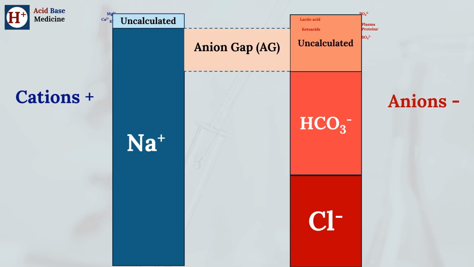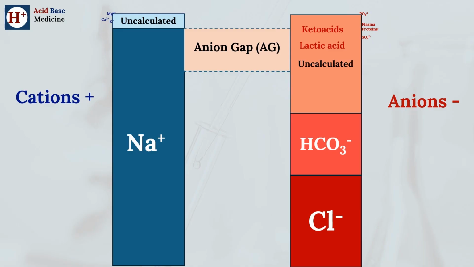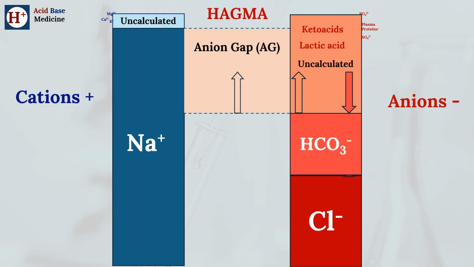As extra acids in the blood, such as lactic acid or ketoacids, increase, bicarbonate decreases as it buffers or neutralizes these acids. In an uncomplicated high anion gap metabolic acidosis, the increase in the anion gap should correspond to a decrease in bicarbonate in a 1-to-1 ratio. Deviations from this expected ratio can indicate the presence of additional acid-base disturbances.